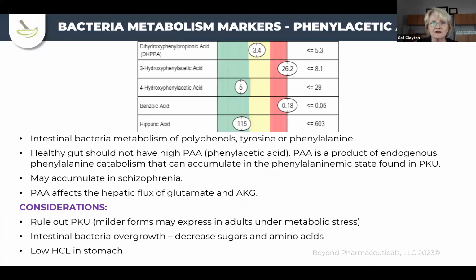I want to talk a little bit about the phenyl acids. So like I said before, the polyphenols feed our bacteria. And so these phenyl acids are the metabolites of the bacteria action on our polyphenols, and the different ones represent different things. So they also are a reflection of bacteria action on tyrosine and phenylalanine, which are amino acids in our food.